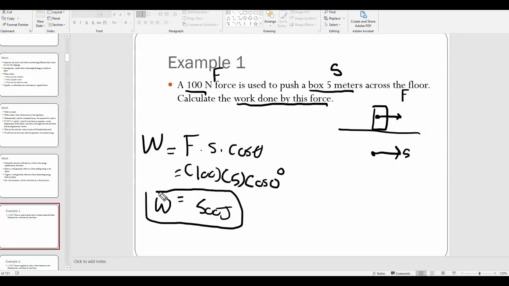Okay, so that is, for example one, a very, very basic work calculation. Pause there if you need to look at it some more. What that means, by the way, is that this force that's used to push the box is adding 500 joules of energy to the box.